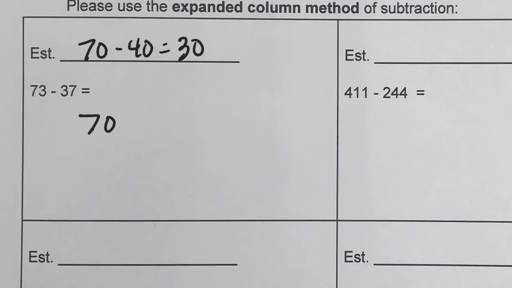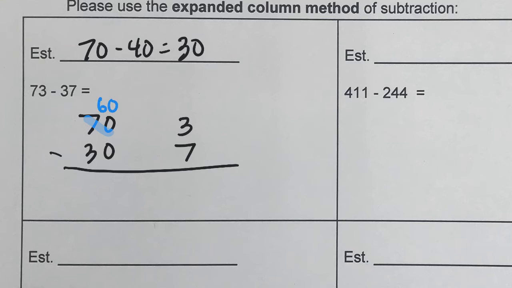So 73 is 70 and 3. 37 would give me 30 and 7. And now I'm subtracting here. But 3 minus 7 is a problem for me. So I'm going to take 10 of these. And those 10 come over here to make 13. And now I'm good. 6, 30, the answer is 36.